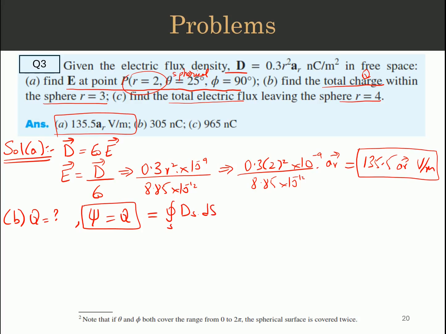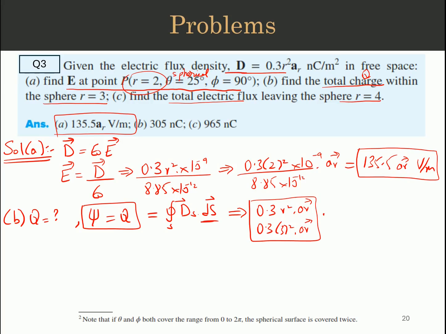So we can do this integration now. We know that ρ_s is 0.3 r². So let me write the value, 0.3 r². This is going to be ρ_s into a_r, where the value of r² in this case is 3, so it is going to be 3² into a_r. This is the radial direction, and now I need to figure out what is dS.